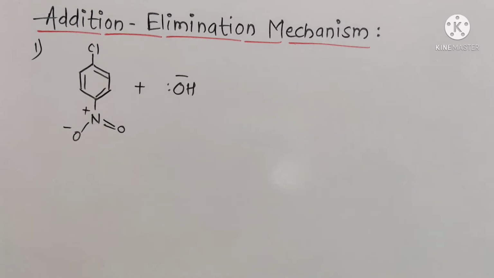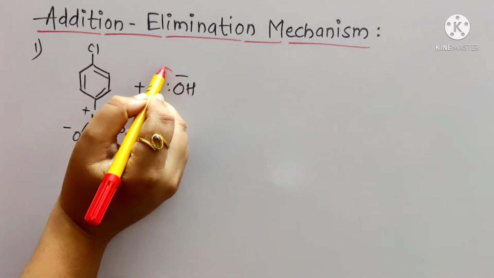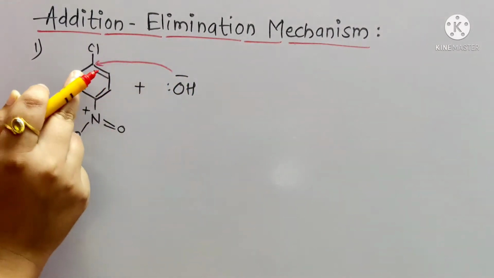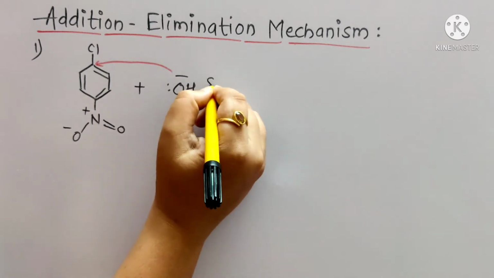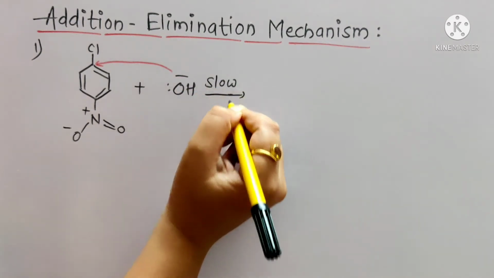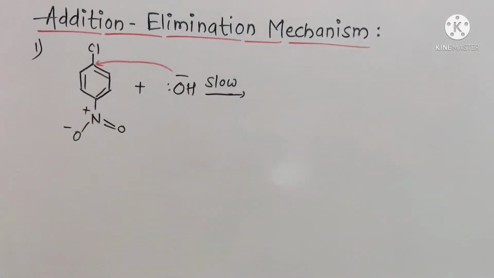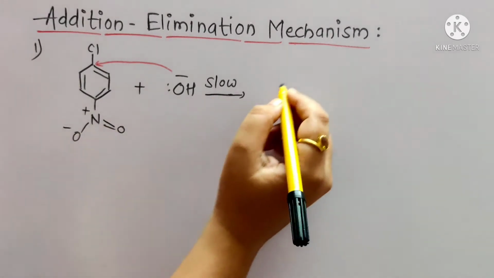Here the nucleophile first adds to the double bond of the aromatic ring, and this generates an anion with a negative charge on the aromatic ring. The nucleophilic attack takes place on the double bond. This step is the slowest step in the reaction, so it is also called the rate determining step of the reaction.